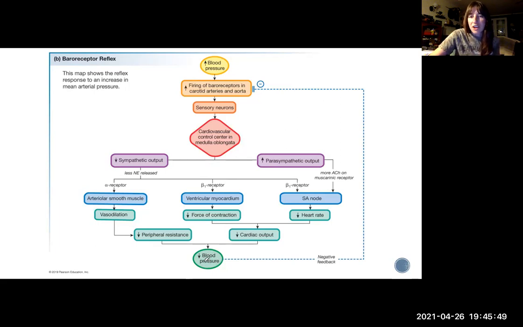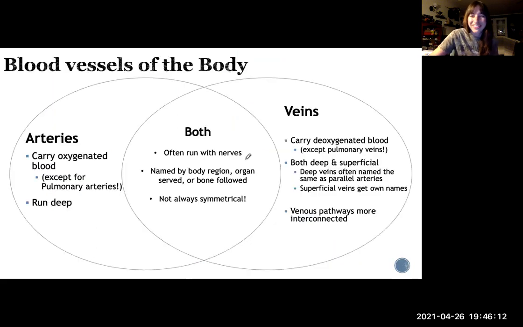Once blood pressure has gone down enough, the baroreceptors in the aorta and the carotid arteries stop being triggered. Once they stop being triggered, the medulla stops getting that signal, okay? The brainstem stops getting a signal to lower blood pressure. The system cuts itself off. Negative feedback. Pretty cool.